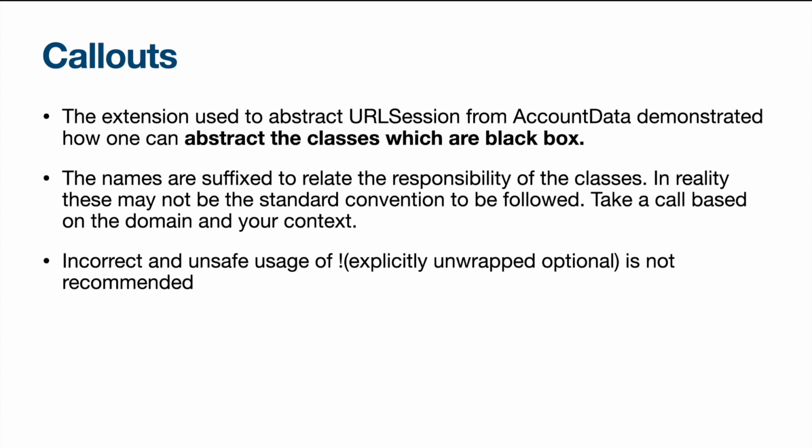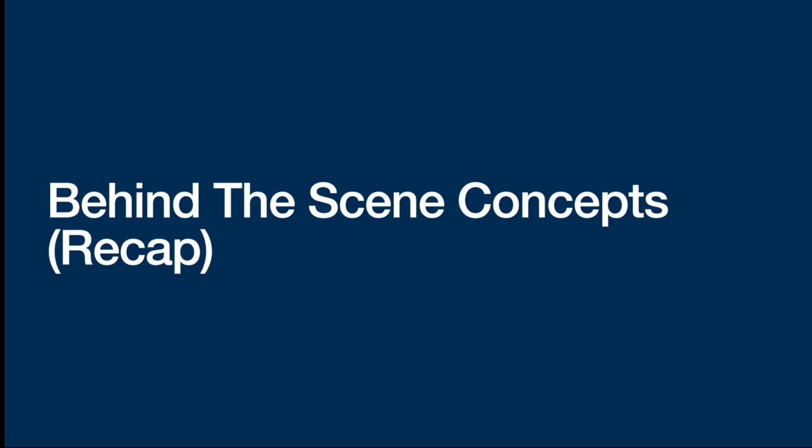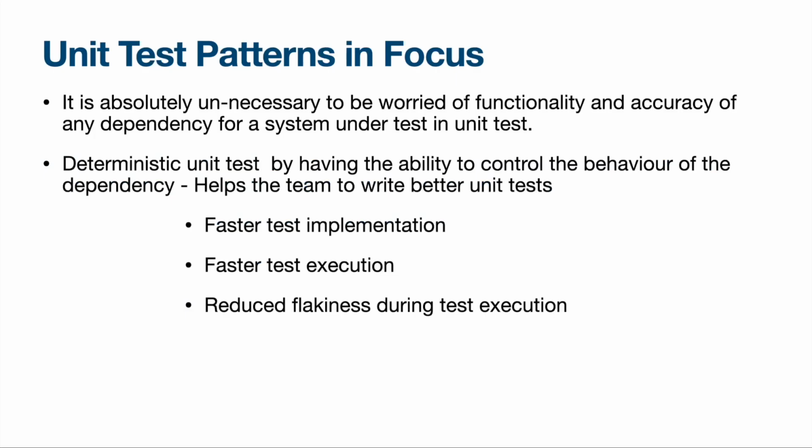Further callouts include the usage of extension to create an abstraction for a class which is a black box. The name and suffix are to relate the responsibility of the classes. In reality, these may not be the actual names used in production. There are some patterns like using explicitly unwrapped optionals, which is not used in a production ready app.